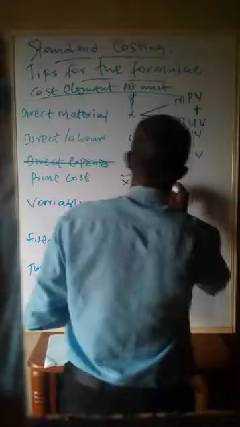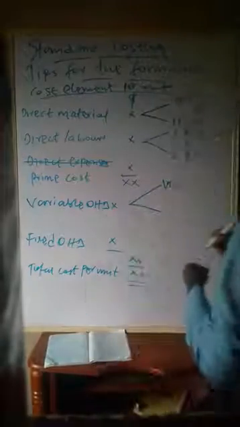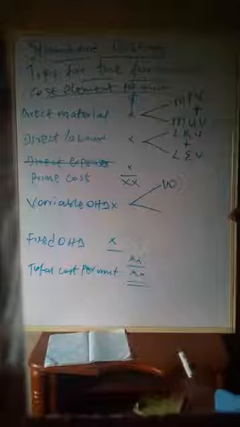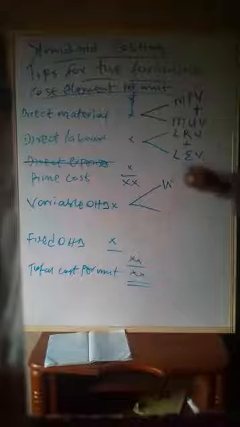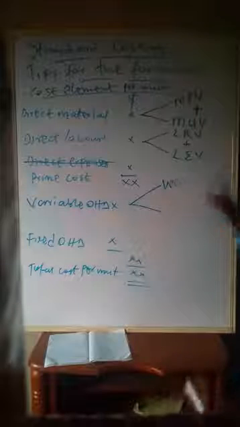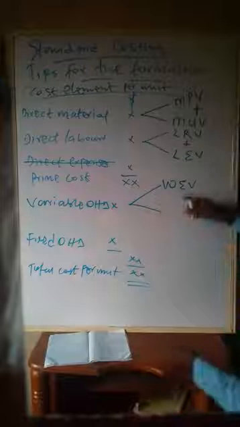What started is material. What started is labor. Then what started is the variable overhead. Once you know this and this, the down part here is efficiency. You just change this one to expenditure variance: variable overhead expenditure variance.